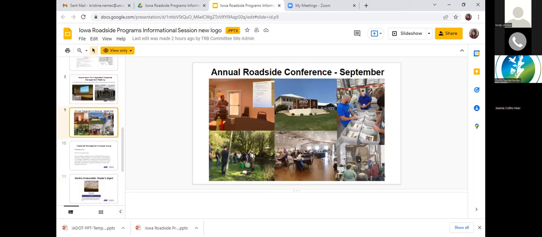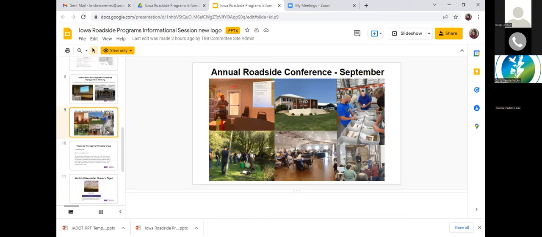Our biggest event every year is the annual Roadside Conference every September, again funded with the help of the Living Roadway Trust Fund. This is larger, and it's open to anyone. We usually have 80 to 110 people attend. We have an afternoon of field trips, talks, and a banquet dinner on Thursday evening. So it usually goes Wednesday evening through Friday morning.